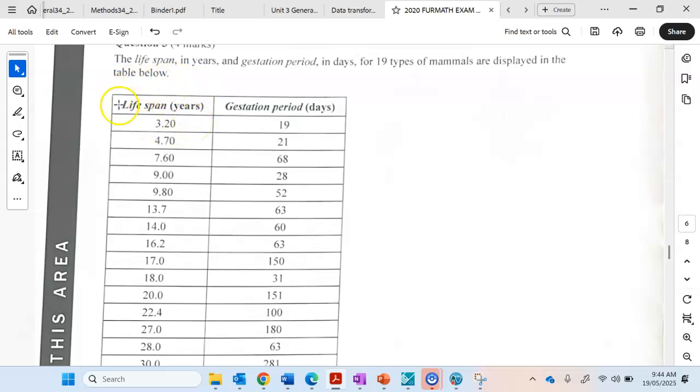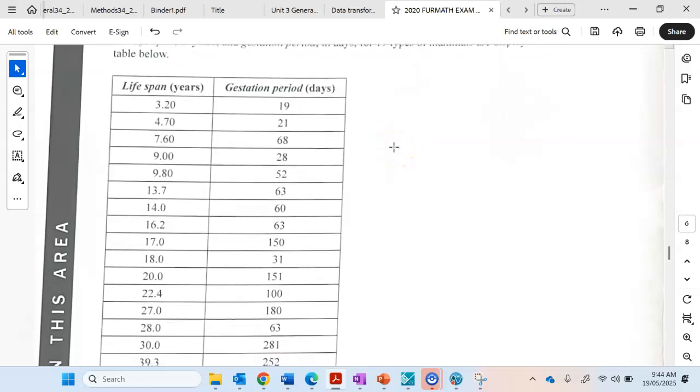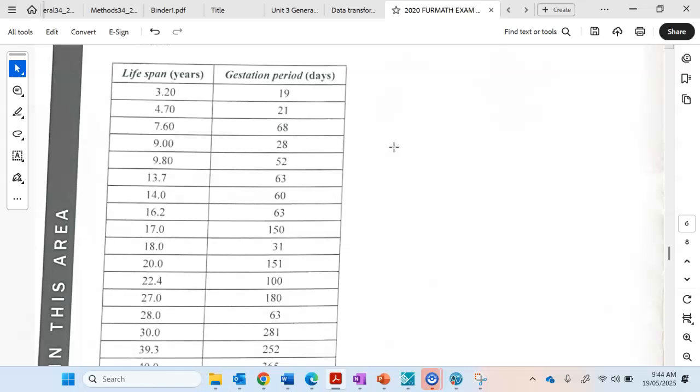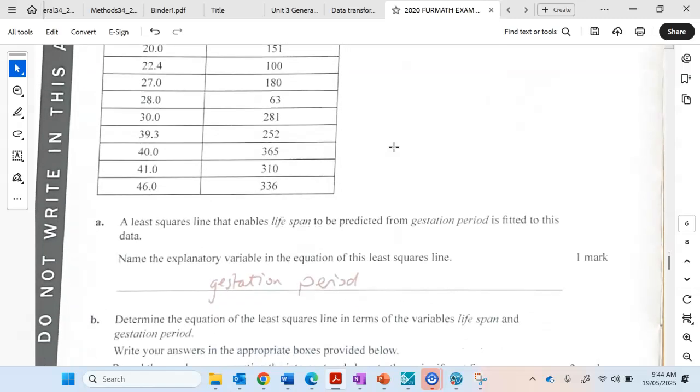Okay, so lifespan is how long you live, for a certain type of mammal in years. Gestation period is basically how long the mammal is pregnant for. So let's say you didn't know what those two variables mean. In the stem of the question, it actually tells you what the explanatory and the response variable are. So a least squares line that enables lifespan to be predicted.